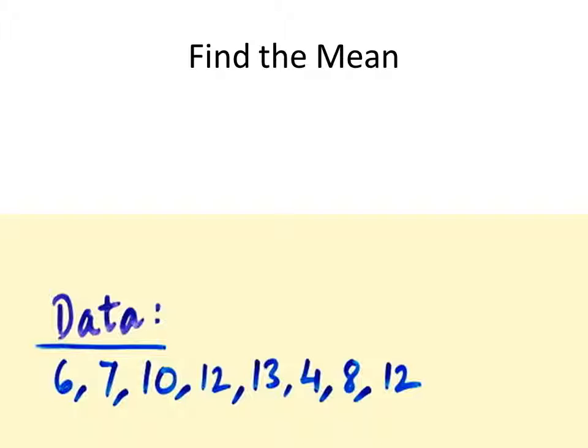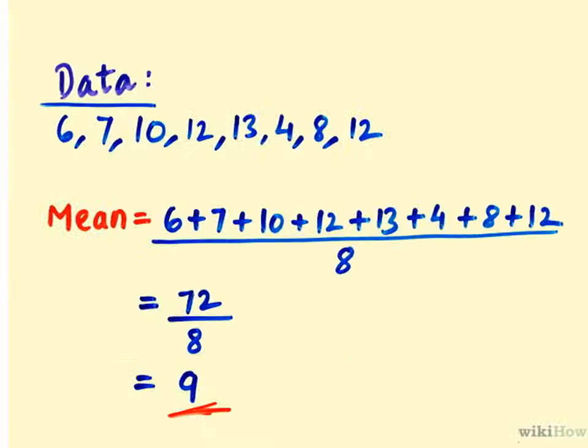Find the mean of this data set. You would add up the numbers, divide by the number of numbers. You add up the numbers, you get 72. Divide by the number of numbers, which is 8, and you get 9.